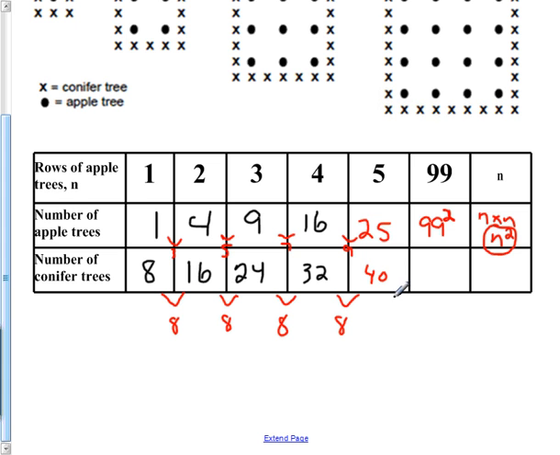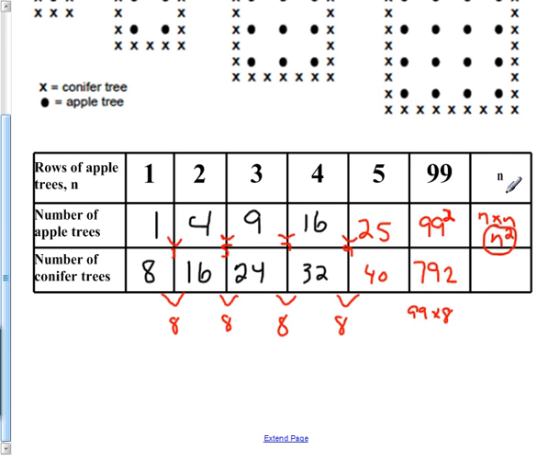And once again, we don't want to go find term 6, 7, 8, 9, 10, all the way up to 99. We want to find a quick, easy equation to get us the number of conifer trees. So what I noticed was if we take 1 times 8, we get 8. 2 times 8, we get 16. 3 times 8, we get 24. 4 times 8 is 32. 5 times 8 is 40. So this one is going to be 99 times 8, which is 792.